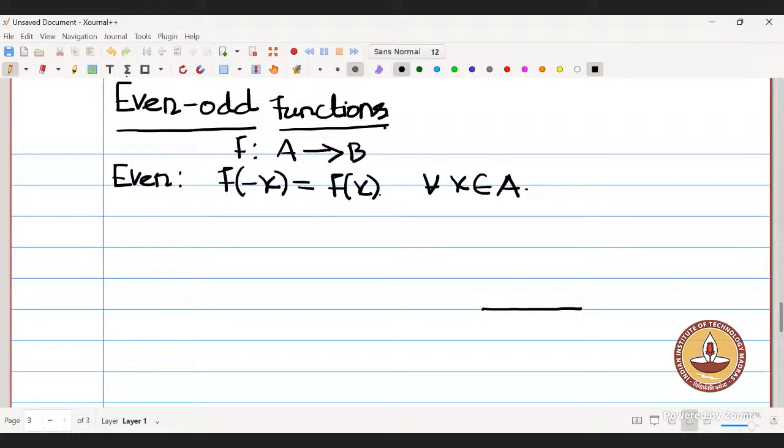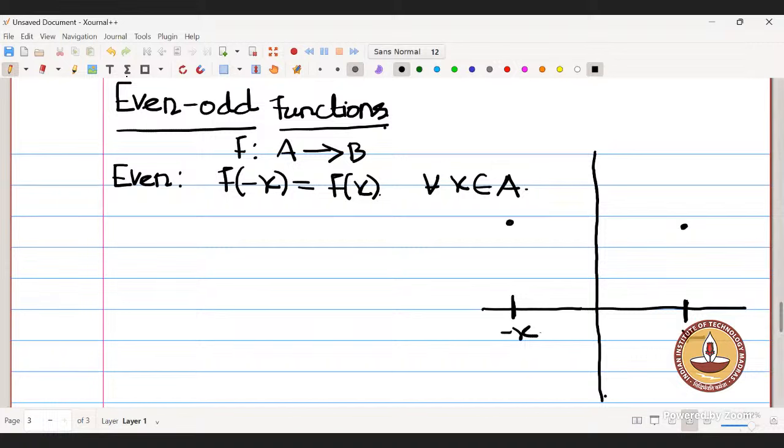So graphically, what is it saying? Suppose I have a function. The value of the function at x is the same as the value of the function at minus x.